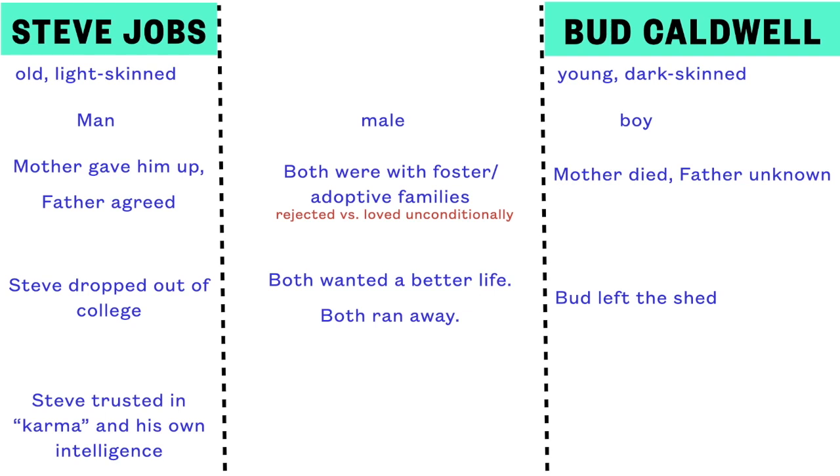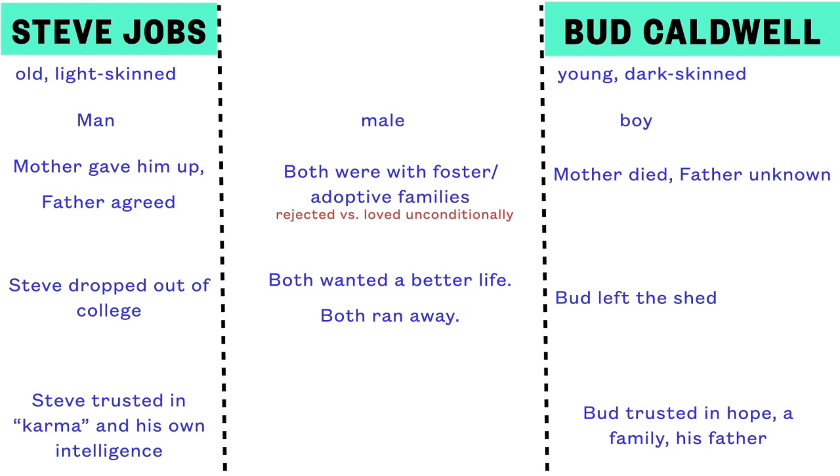When we think about Steve, Steve says in his speech that he trusted in karma, and then I inferred that he also trusted in his own intelligence. And Steve says in the speech that you have to trust in something, which leads me to wonder, what did Bud trust in? Write this down. Bud trusted in hope. He trusted in a family. And for a little while, he trusted that his father would find him and welcome him and be happy to see him.